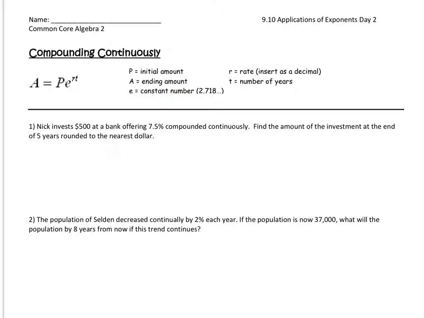It's actually found if you hit the second divide button, you'll find that E button. So if you type it into the calculator and you hit enter, you'll get approximately 2.178. So it's kind of like pi, it's a constant number. R is your rate and T is the number of years.